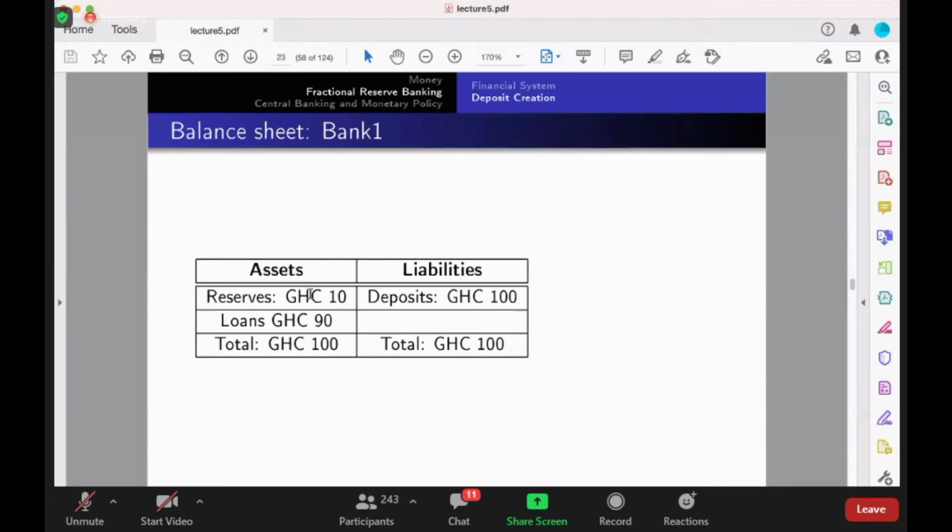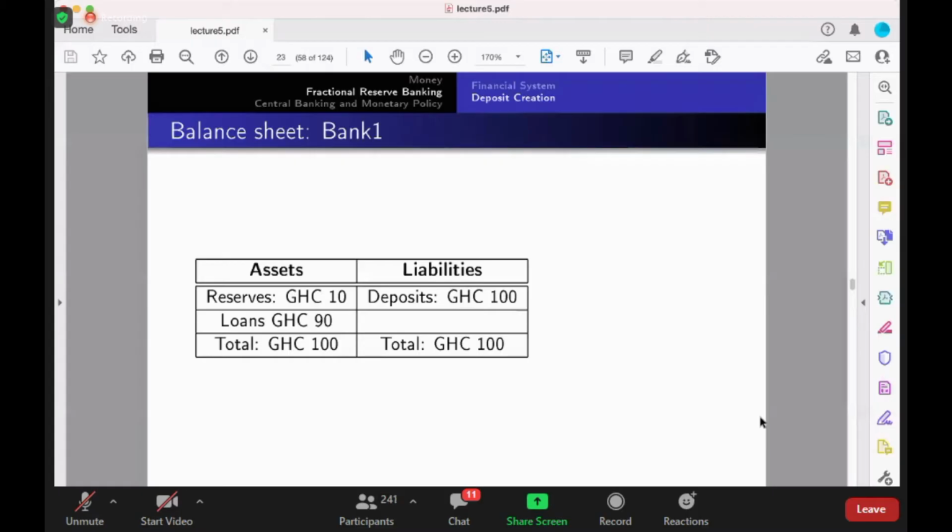So for them to be able to make some money, they use the excess reserve as a loan. Okay, they give it out as a loan, and it is recorded on the asset side of their balance sheet. So the balance sheet is still balanced: 100 in terms of assets, 100 in terms of what? Of liabilities. Now let's look at what happens. They are going to make a loan of 90 Ghana cedis, assuming this loan is given to somebody who goes to deposit it in another bank.